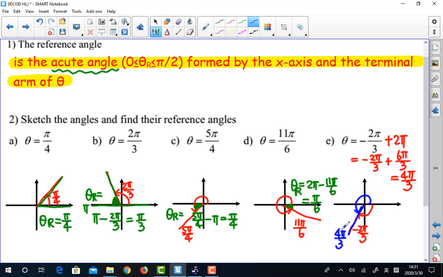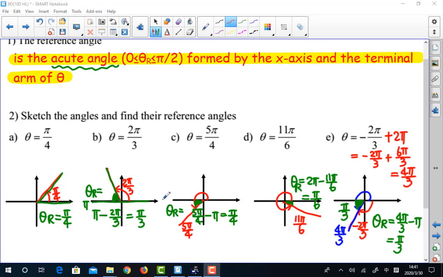Based on the 4 pi over 3, this is a quadrant 3 angle. The reference angle should be this acute angle, formed by the x-axis and the terminal arm. So this reference angle equals 4 pi over 3 minus pi, which is pi over 3. So this reference angle is pi over 3.